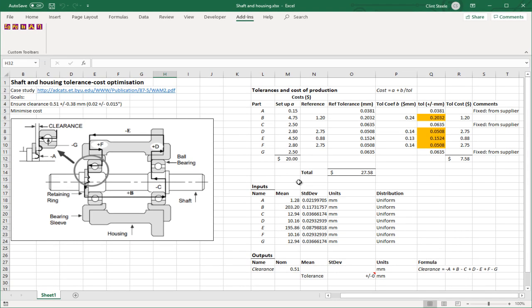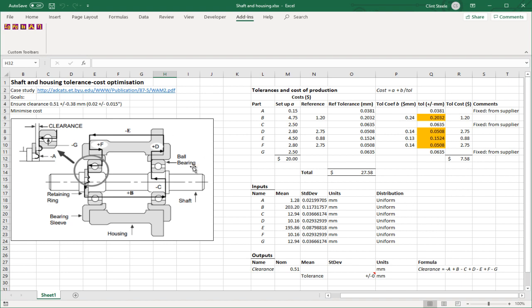Hello there. In this video, I am going to show you a case study of a shaft and a housing. This is a picture of the system that we're going to analyze here. If you want more details on it, click on this link here. It will take you to a paper that actually covers this particular case study, and it also takes you through a few different tolerancing approaches. So you might find that one somewhat interesting.